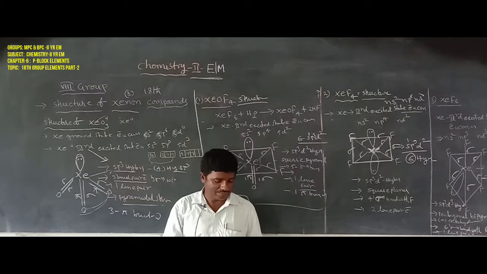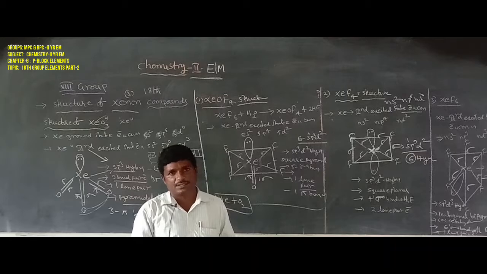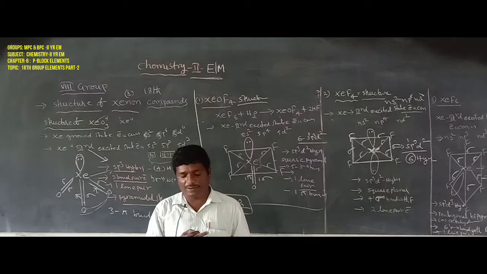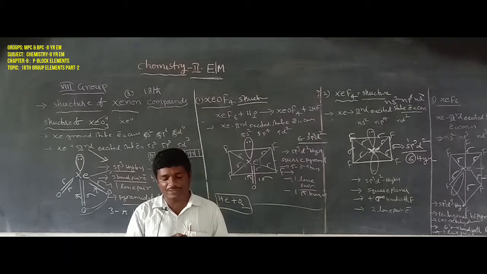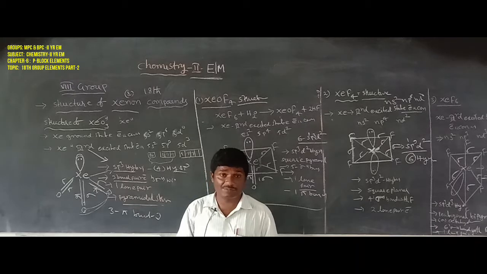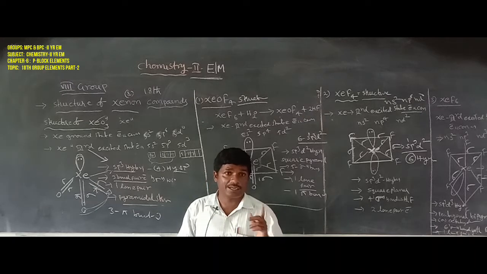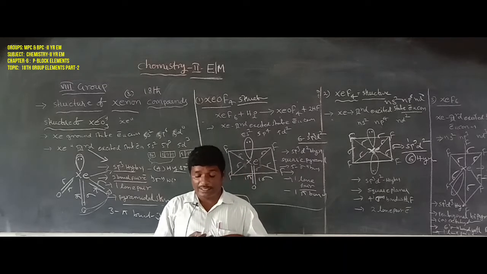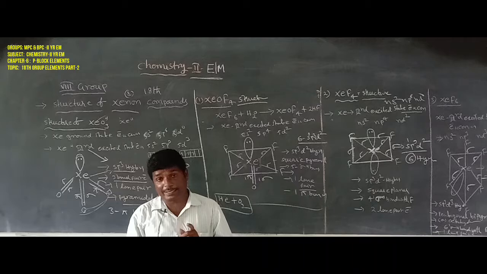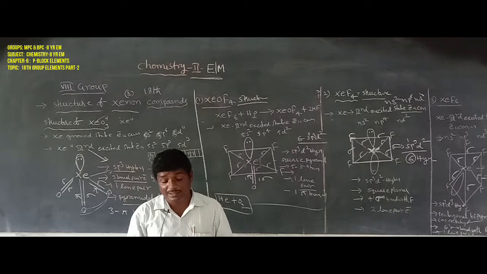Next, the uses of krypton and xenon. Krypton and xenon are used instead of argon in high intensity miners' cap lamps. That is the uses of xenon and krypton.